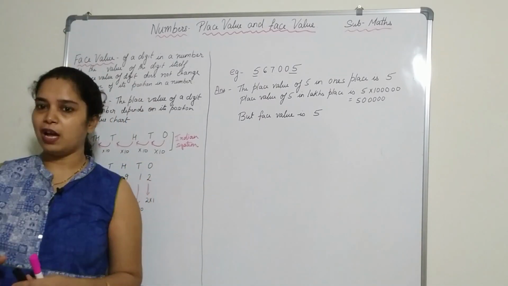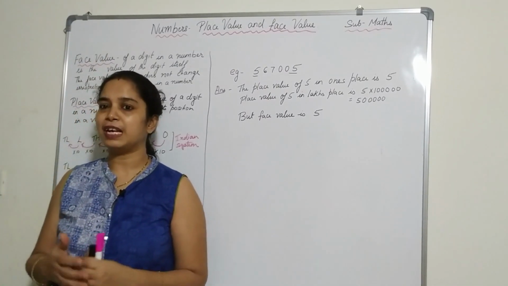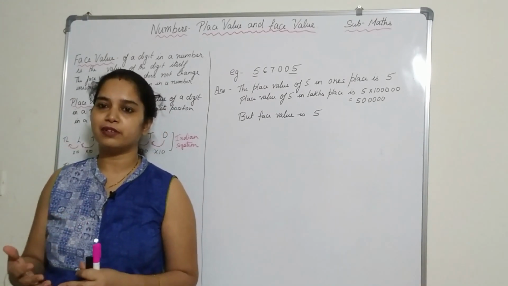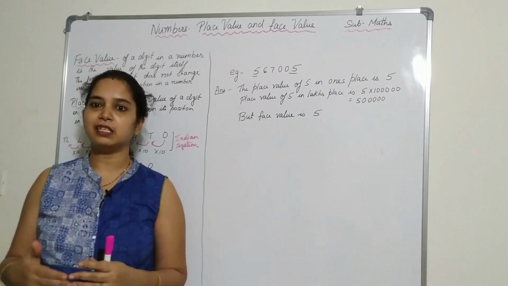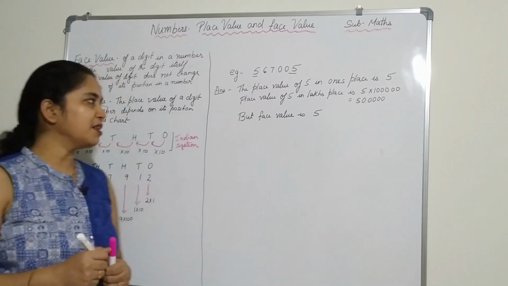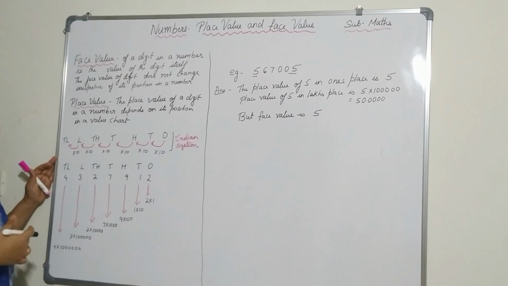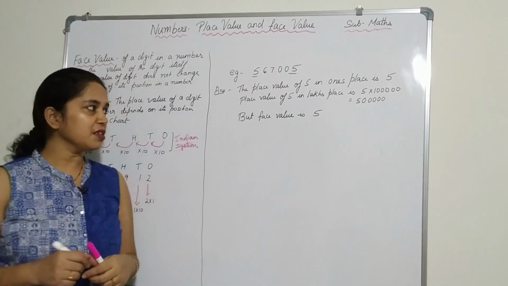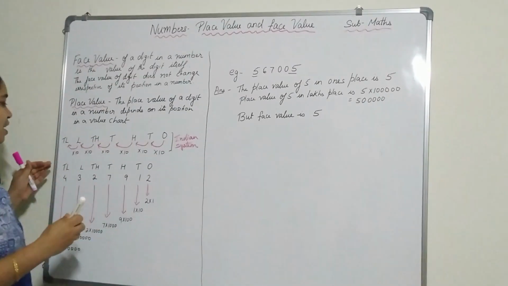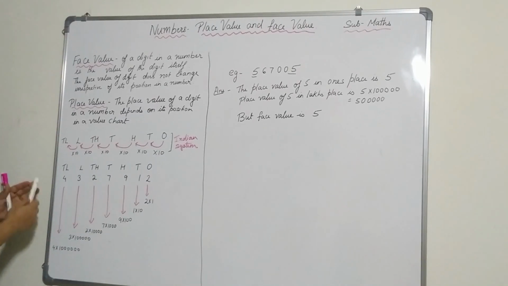In our last video we discussed the Indian place value system and the international place value system, and also the ascending and descending order of numbers, how to keep the numbers in ascending and descending order. So today we will discuss place value and face value. So what is place value and face value? First of all, we will just revise if a number is given.